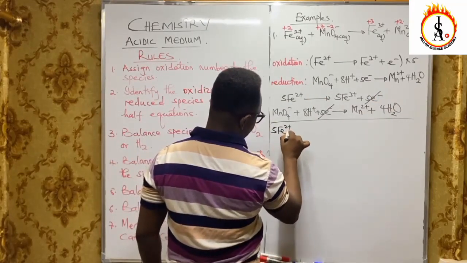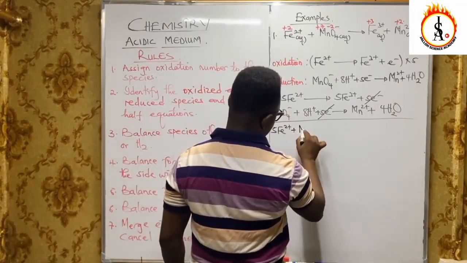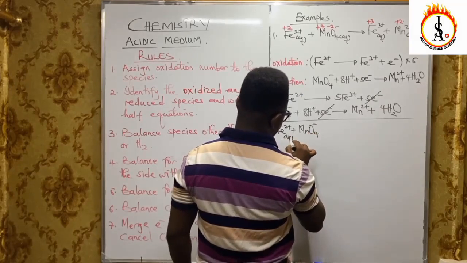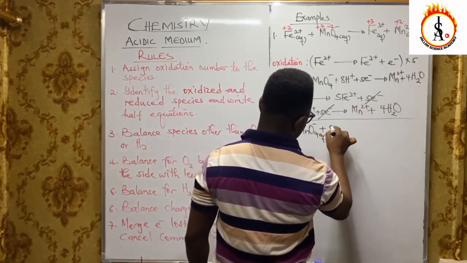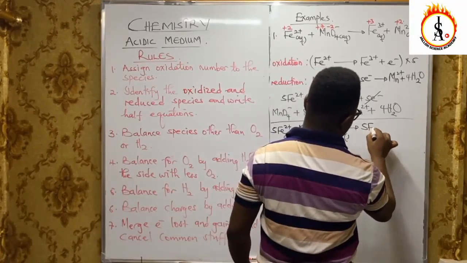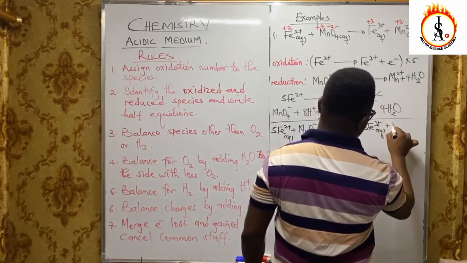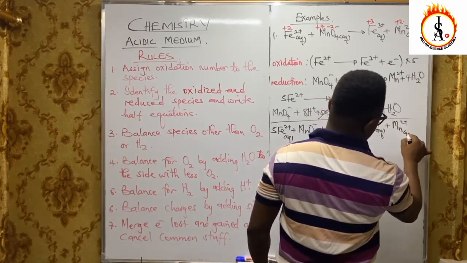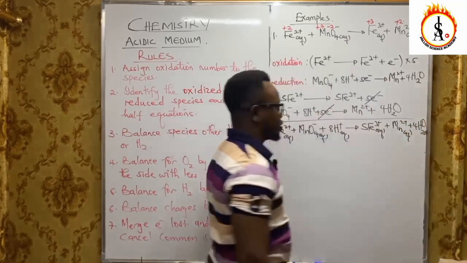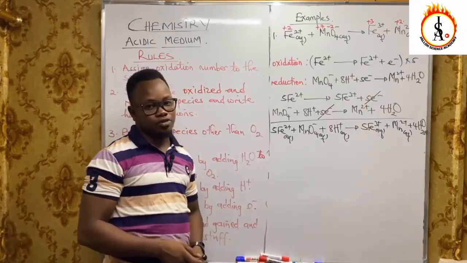So say 5 Fe2 plus, and 1 tetraoxomanganate 7. So this is aqueous, plus 8 hydrogen ions aqueous, to produce 5 ferric ion, and then the manganese ion, aqueous, and 4 molecules of water, liquid. Okay, so this is the balanced equation that we have for this particular process.